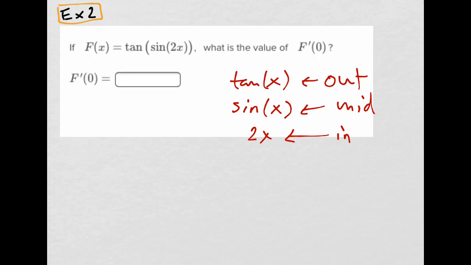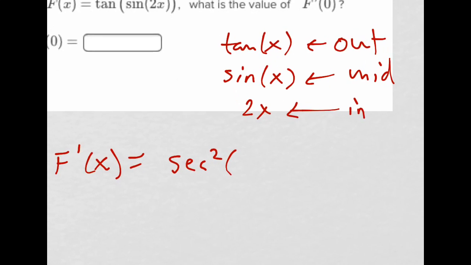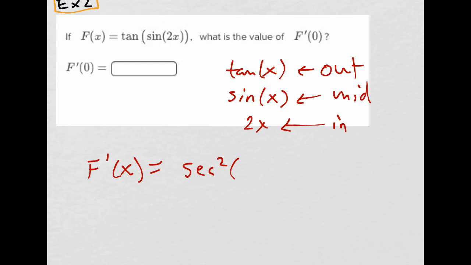So, let's take the derivative. F prime of x, that's just the derivative of the outside, the derivative of tangent, which is secant squared, with the inside the same. Well, the inside is the middle part. So there we have the middle part, with the inside the same.